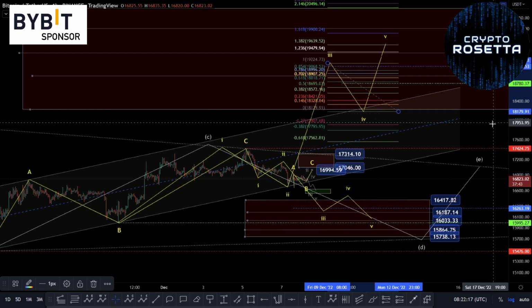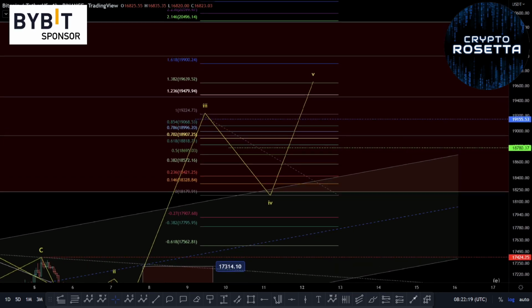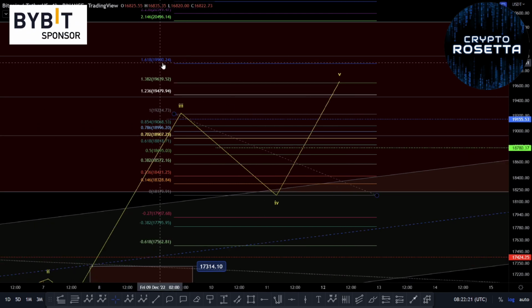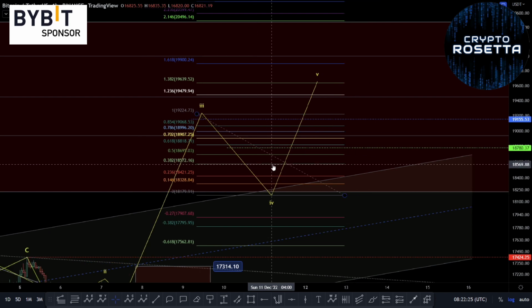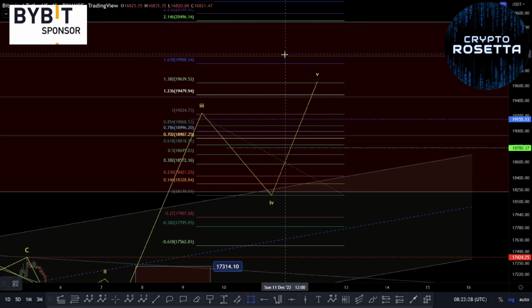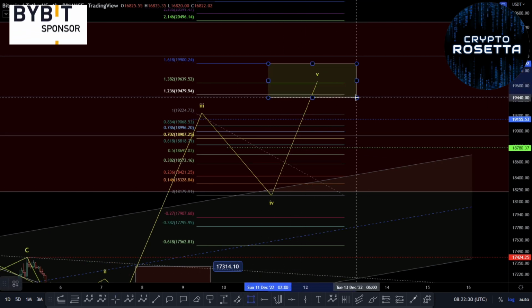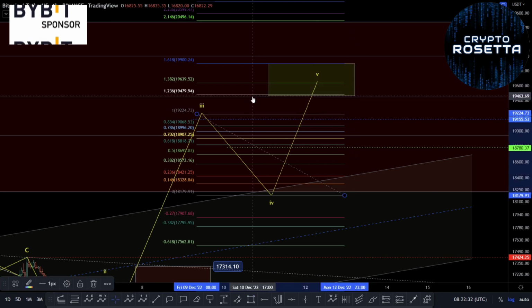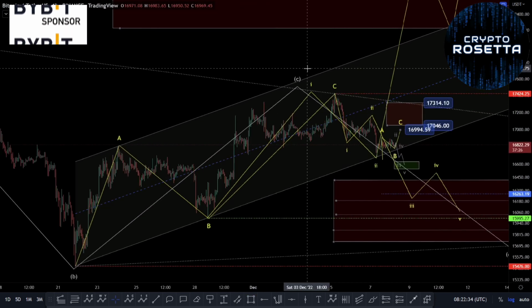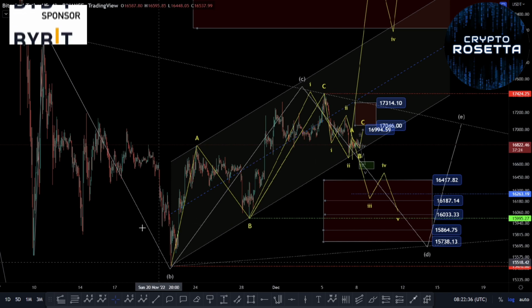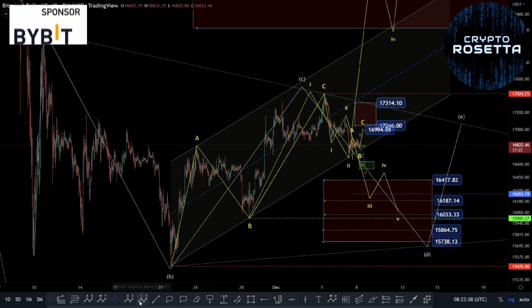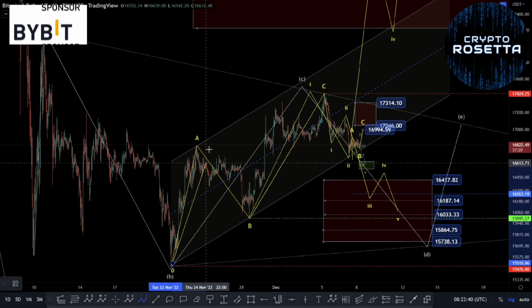So if that plays out, basically what we'd be looking at is targeting out this 19,900 to 19,473 area, and that would take us into this zone for this yellow 5 wave count. The thing is, if that plays out, then effectively we would have an additional 5 wave move over here.